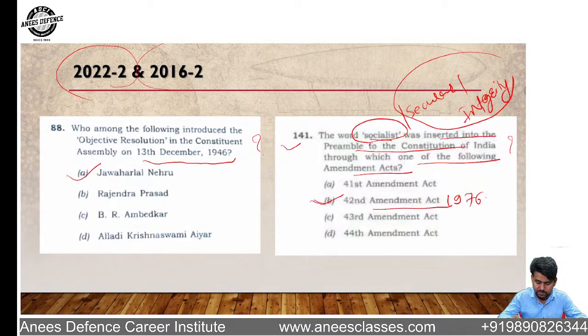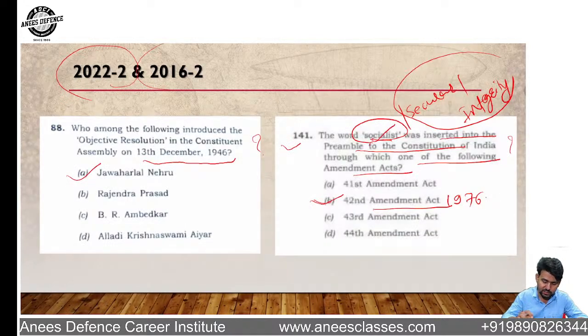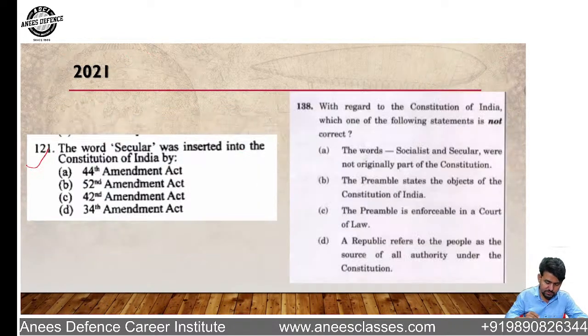1976. Apart from this, there are many questions asked in this topic, not only in NDA, but in CDS, UPSC Civil Service. If you go, there are questions based on the preamble itself, right? See, last time they had asked a question on socialism. Next time they asked a question on what? Secular, right? And again, the answer is the same. 42nd Constitutional Amendment Act 1976.